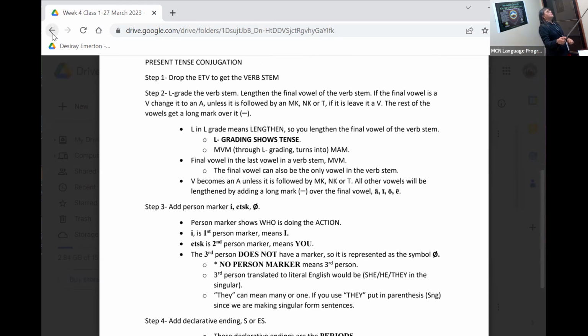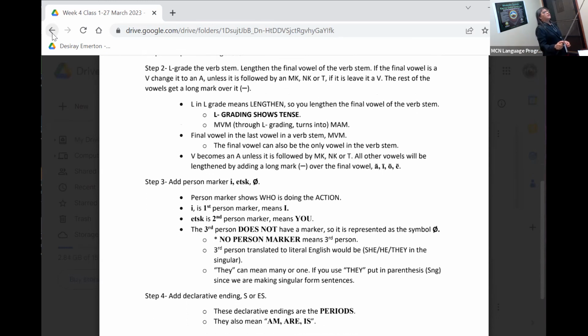Present tense conjugation: drop the ETV in the verb stem, L-grade the verb stem, lengthen the final vowel of the verb stem. If the final vowel is a V, change it to an A unless it's followed by MK, NK, or T. If it is, leave the V. The rest of the vowels get a long mark over them.